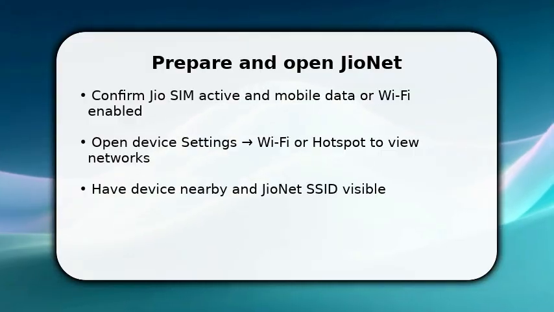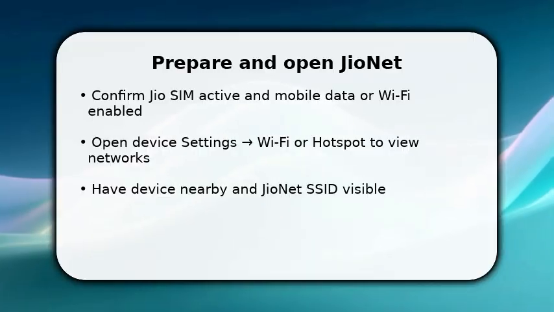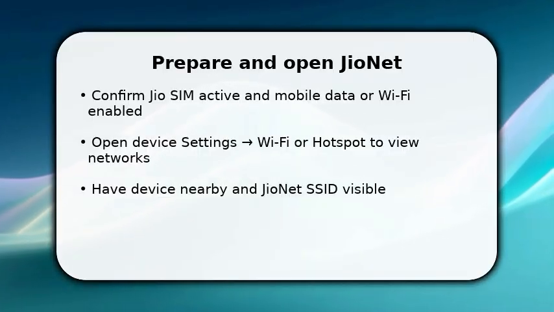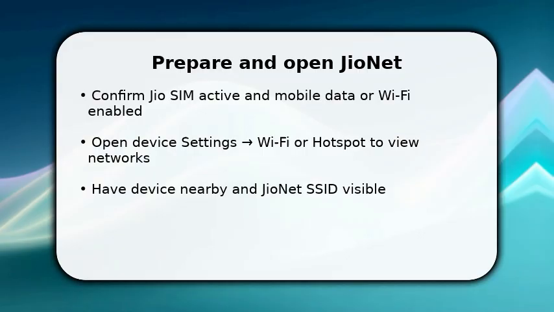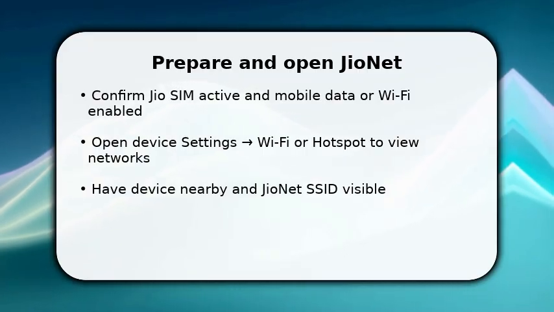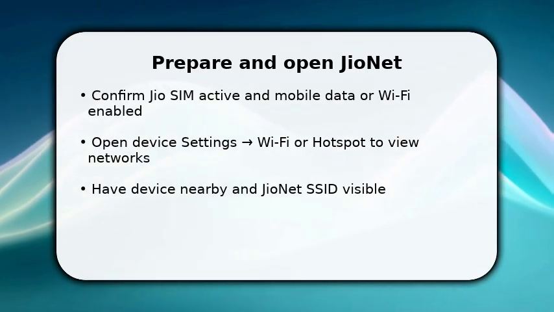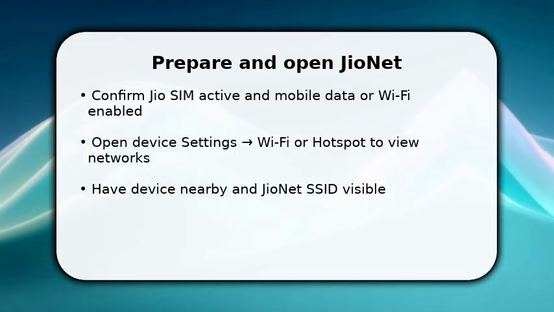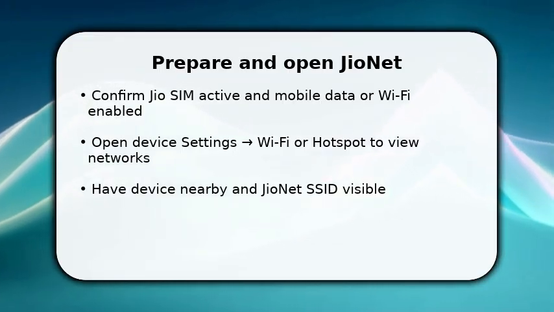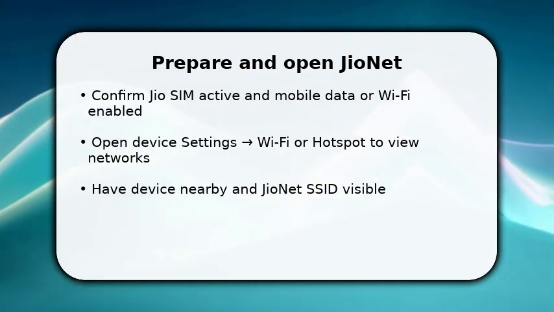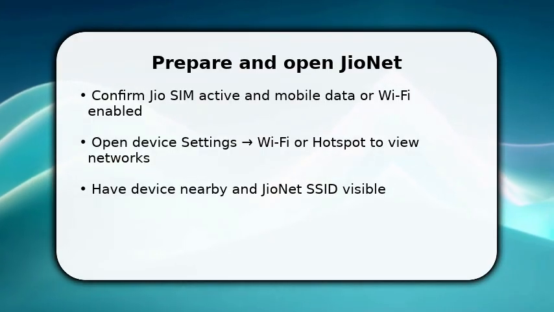You start by confirming essentials. Your Jio SIM is active and mobile data, or hotspot, is enabled on the source device. Once done, open settings and go straight to Wi-Fi or mobile hotspot. Look for an SSID that contains Jio Net or JioFi in the list. This is the network you want to see.